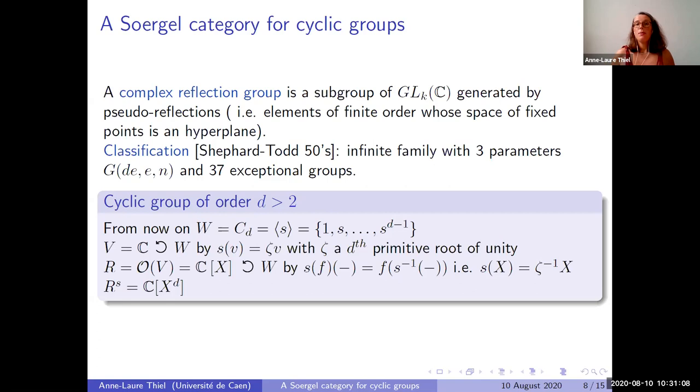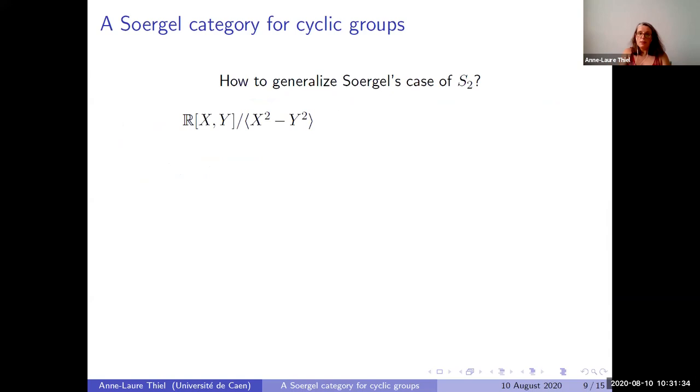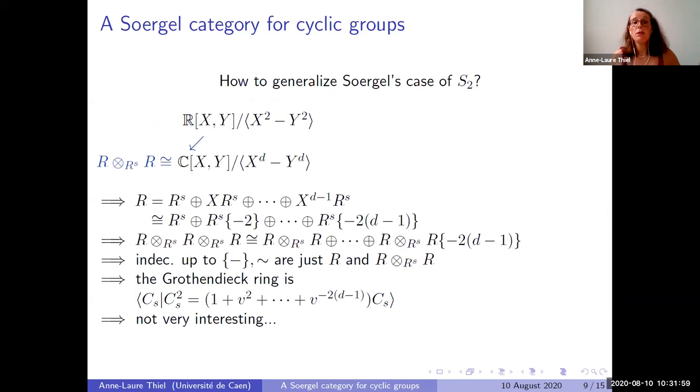And my generating reflection S acts on the variable X by multiplication by theta to the minus one. And here, the ring of invariant polynomials under S are just the polynomials in X to the d. Okay. So how can I generalize Soergel's story of S2? I remember that in the case of S2, my generating bimodule BS was simply the bimodule consisting of real polynomials in two variables, modulo x squared equals y squared. So what I can do here is, now my invariants are x to the d, so I can take complex polynomials in two variables, modulo x to the d equals y to the d.